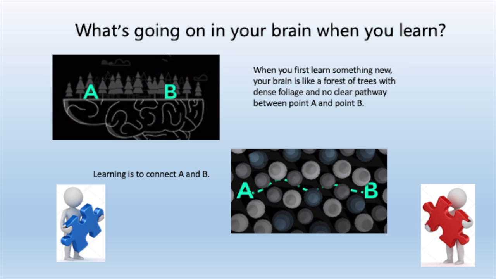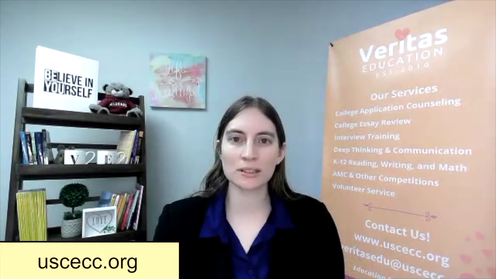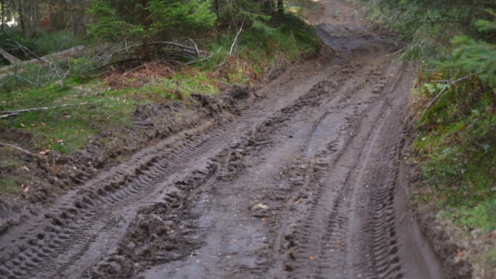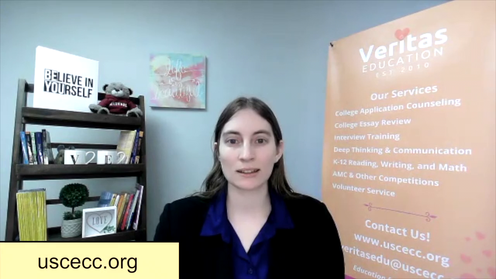The next step is to connect the pieces of information. When you first learn something new, your brain is like a forest of trees with dense foliage and no clear pathway between point A and point B. Learning is to connect A and B. When you first connect A with B, it takes a long time to find the trail. The new pathway is not clear. You still get lost frequently. Through practice, that trail is widened and turns to a dirt road. Now you can get to B, but not very fast.